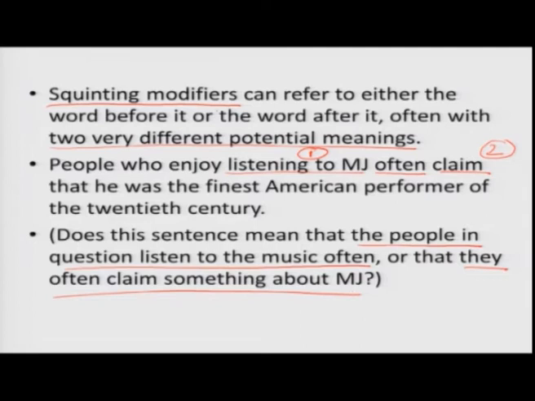In order to remove ambiguity, you need to change the position of this. You can simply move it here. People who often enjoy listening to MJ claim that he was the finest American performer, or you simply say that people who enjoy listening to MJ claim often that he was the finest American performer of the 20th century. So, by changing its position, you can disambiguate this sentence.